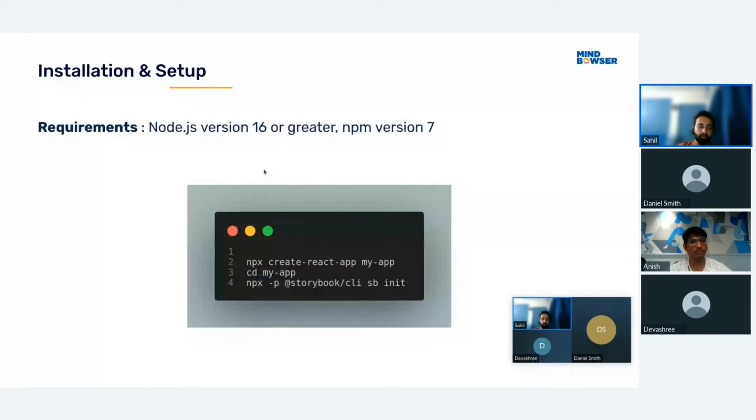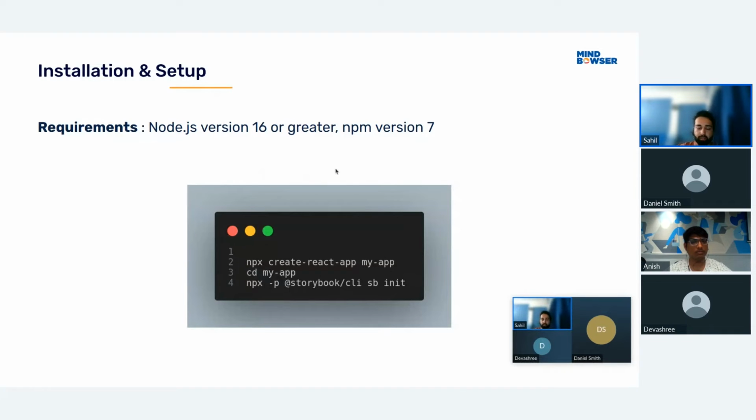We'll understand more of it in the demo, but I'll just quickly go through it. So the basic requirements for installing Storybook in any project are that you will need Node.js version 16 or greater and npm version 7 or greater. So the demo will be for a React application.